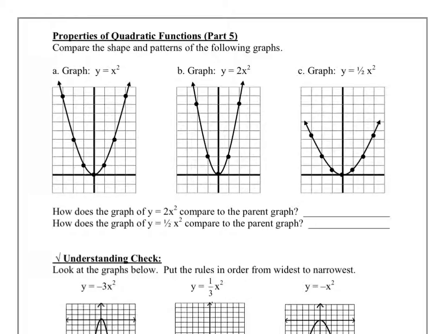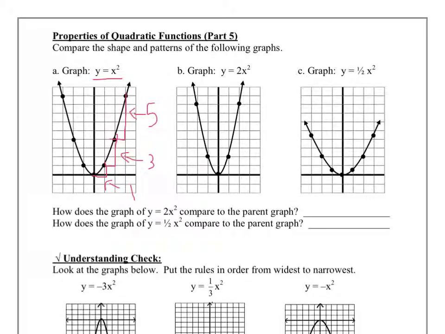Okay, now in part 5, we're going to compare the shapes and the patterns of the following graphs, okay? So we've already learned so far about y equals x squared. We know that we go over 1 up 1, over 1 up 3. We make a little arrow, 1, 3, and then over 1 up 5.